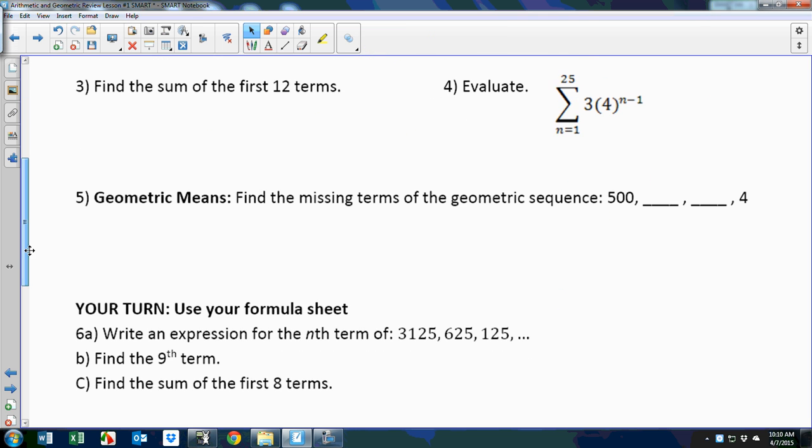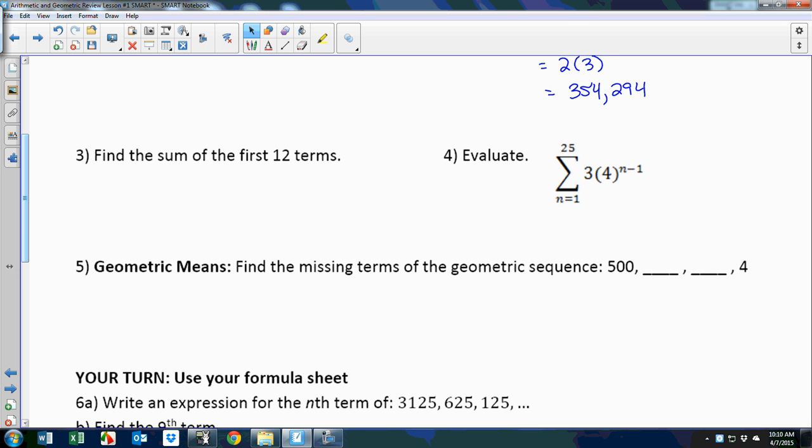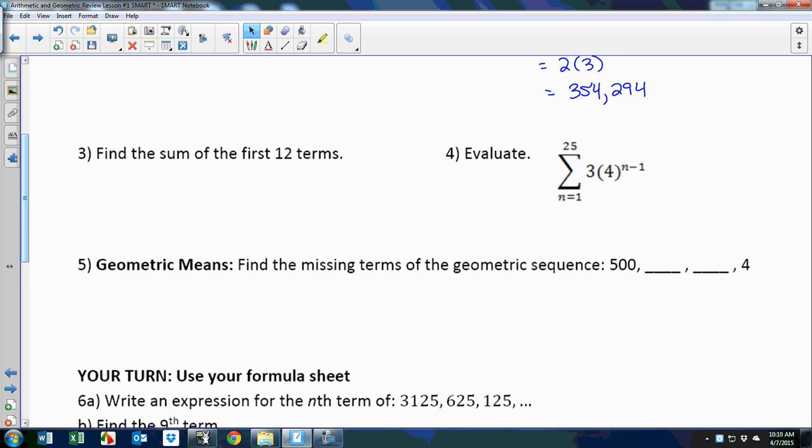We're also going to skip down to number 5 and use the sequence formula to find the missing terms, the geometric means of this problem. The 500 represents the first term. The 4 represents the fourth term. If the numbers are going to get smaller, 500, blank, blank, 4, you're like 100, 20. That's the only way the terms are going to get smaller as you multiply. So let's see what that is.